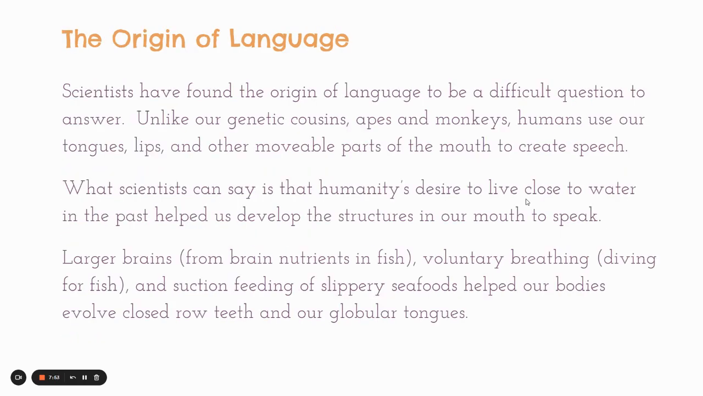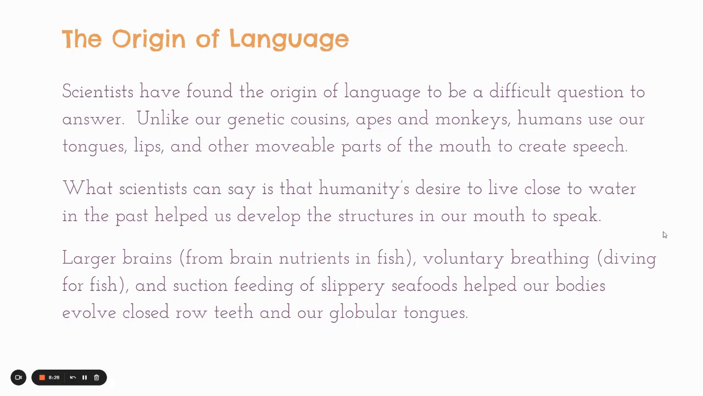Of course, we could also not go much further without talking about the origin of spoken language. And scientists have found that the origin of language is a difficult question to answer. Unlike our genetic cousins like apes and monkeys, humans use our tongues, lips, and other movable parts in our mouth to create speech. Chimpanzees, monkeys, and apes don't have as complex a mouth as we do, so they aren't able to make the full range of sounds we make, which is why their language is a lot different than ours.